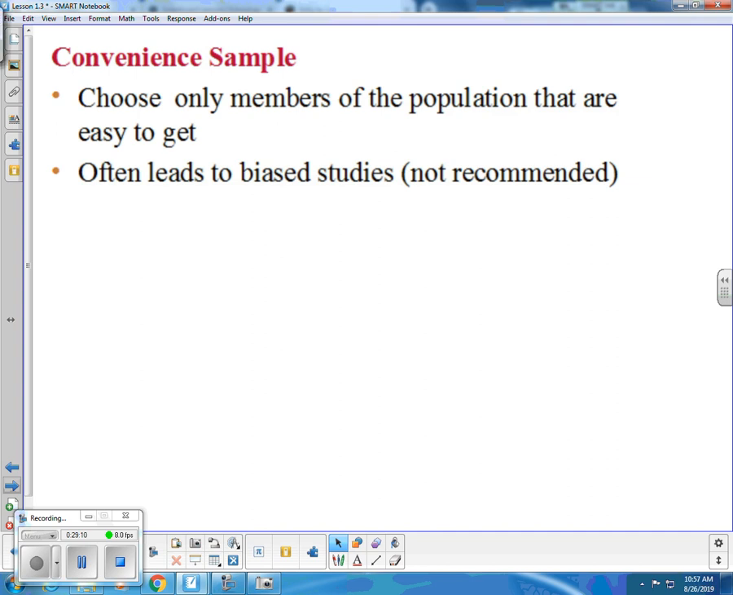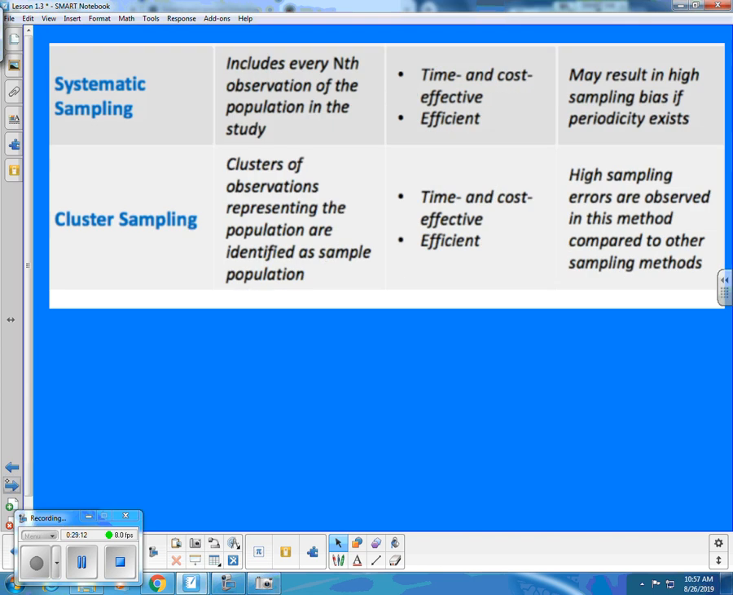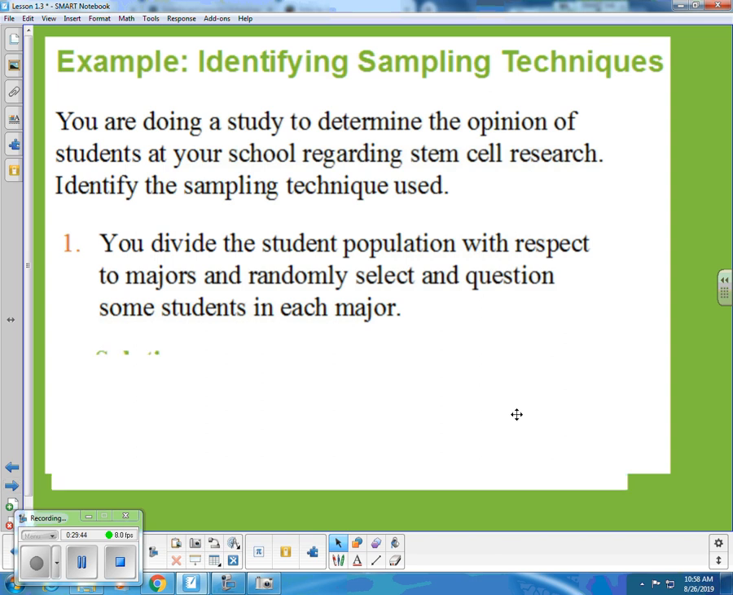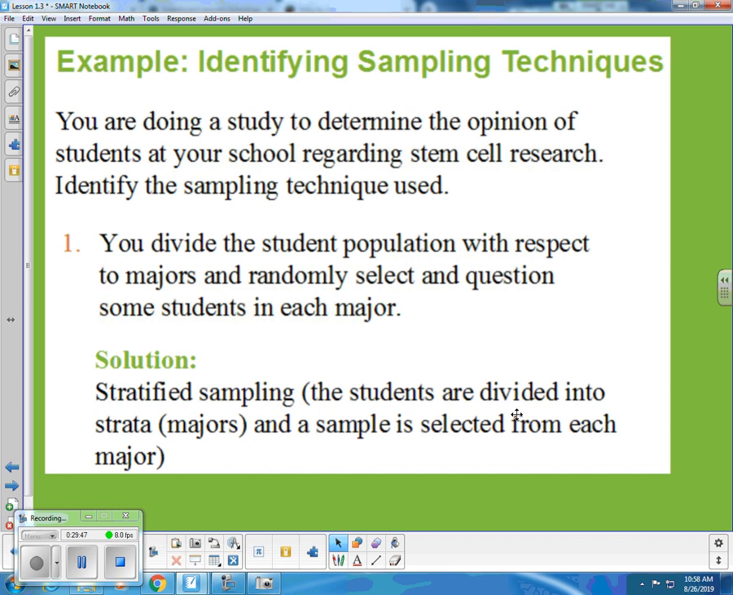Yeah, it's crazy. All right, here we go. Let's skip it. Let's identify a sample. We've got 2 slides, and we're going to be done. You're doing a study to determine the opinion of students in your school regarding stem cell research. You divide the student population with respect to majors. This is a university, and you randomly select and question some students in each major. So what did they do? Which sampling do we have? Is it just completely random? Stratified, right? We divide it up into majors and then randomly pick. Yep. All right. Let's do another one.